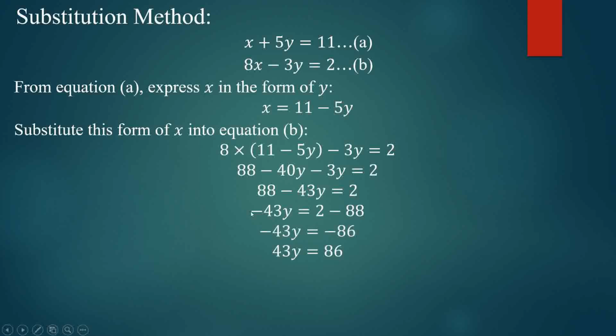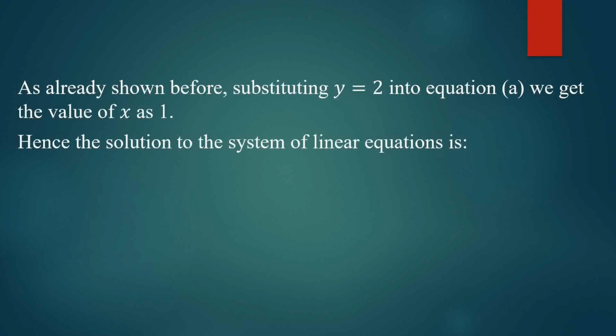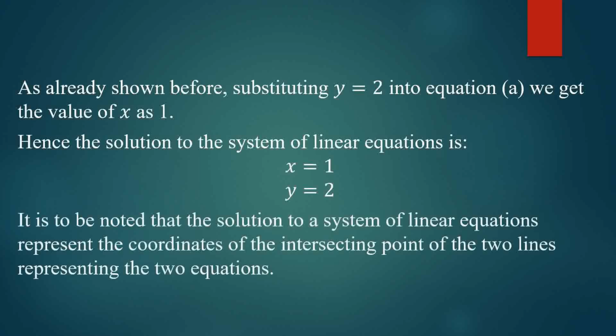Now in the next step, we can cancel out the negative from both sides of the equation to get 43y equals 86. Then again divide both sides by 43 to get y equals 2. As already shown before, we substitute y equals 2 into equation A and we get the value of x as 1. Hence the solution to the system of linear equations is once again x equals 1 and y equals 2. Now it is to be noted that the solution to a system of linear equations represents the coordinates of the intersecting point of the two lines representing the two equations.